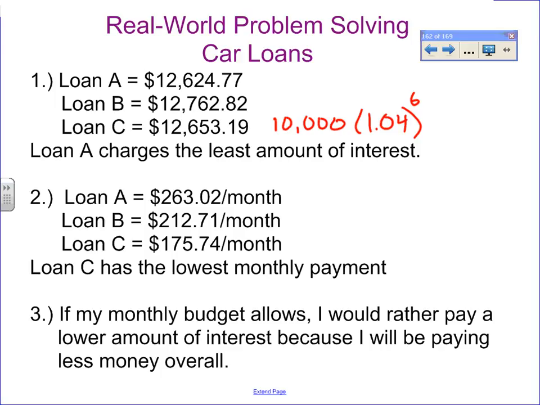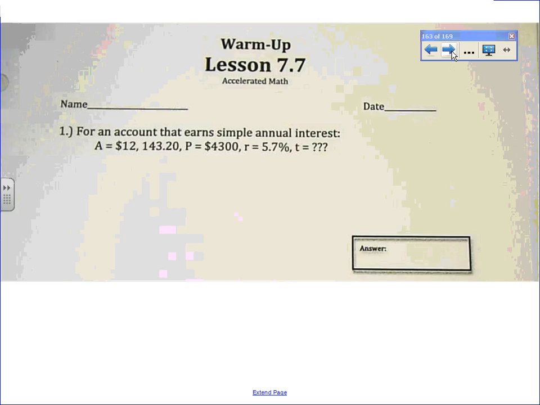Okay, that was easier, I guess. Give me a thumbs up, thumbs down on the car loan problem. Okay, now thumbs up, thumbs down for the entire lesson 7-7. So that's probably going to change a little for some of you, because we're going to do a little more today with the review. Okay, thank you. Let's go to the warm-up, and then I'll see what other questions you guys have.